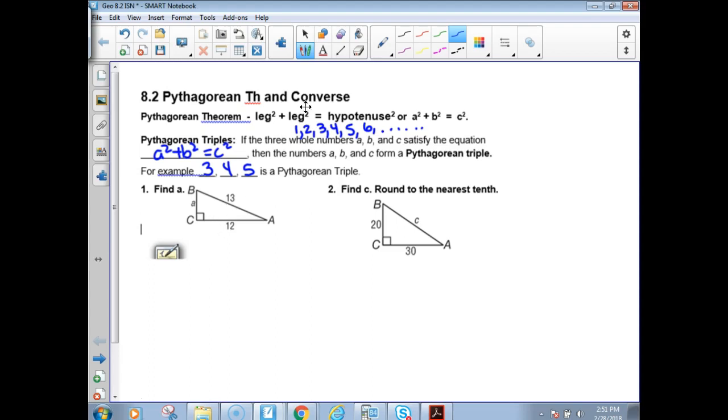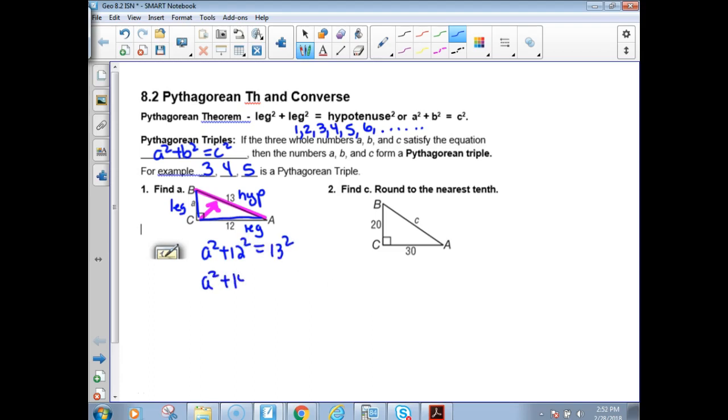The legs here are a and the 12. So a squared plus 12 squared would equal. The hypotenuse, guys, is always across from the right angle. That's your hypotenuse. So I'm going to go ahead and label those. This was a leg. This is a leg. If that helps you, then label them. This is your hypotenuse. So a squared plus 12 squared equals 13 squared.